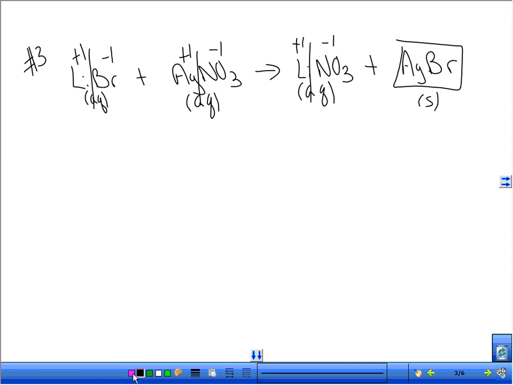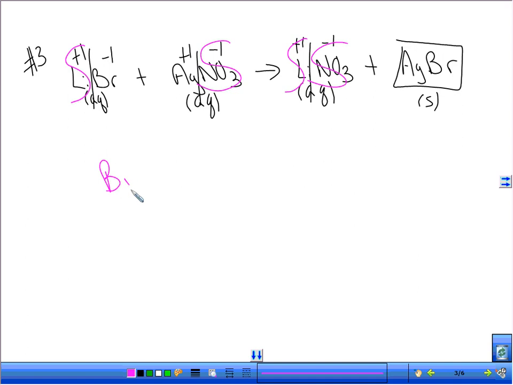So now we're going to get rid of our spectators. Lithium is here, lithium's over there, never in a box, so lithium's a spectator. Bromine's here, bromine's over there in a box, so he's not spectating. Silver's not spectating. Nitrate, big old spectator.